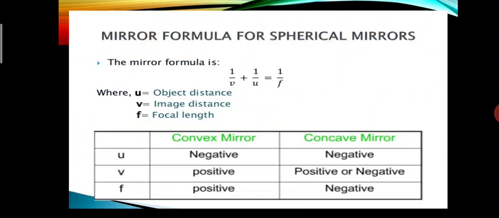The relationship between the object distance, image distance, and the focal length, that is f, is called the mirror formula. The mirror formula is expressed as follows. 1/v + 1/u = 1/f. This formula is valid for all spherical mirrors, for all positions of objects, under all circumstances.